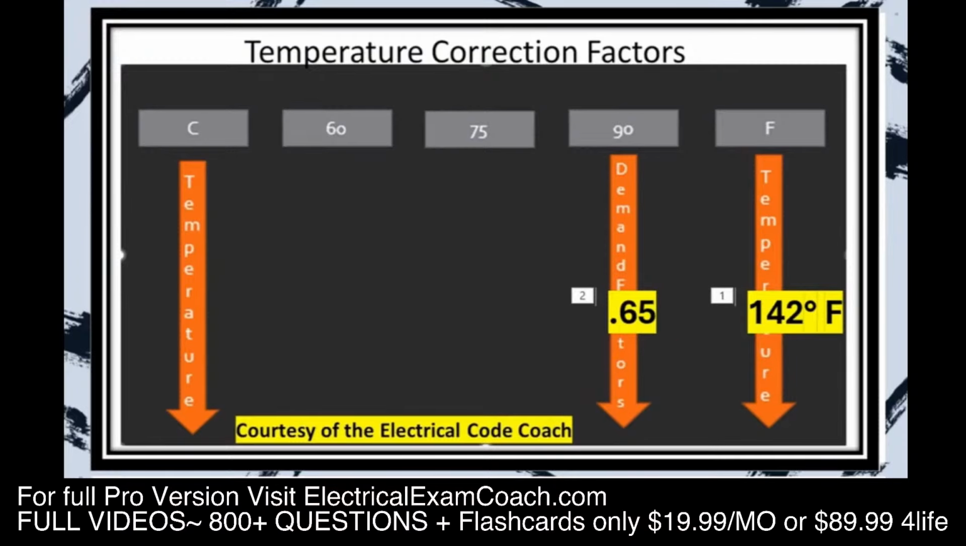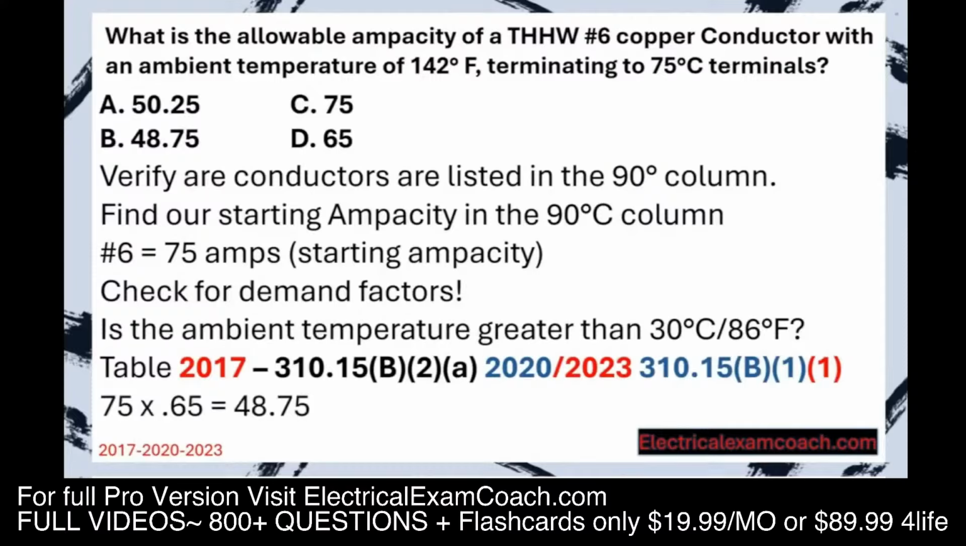Now, what we're going to do is we're going to head back and do our math. We take our starting ampacity multiplied by the correction factor, and that gives us a new allowable ampacity of 48.75, and we select B. Great job!